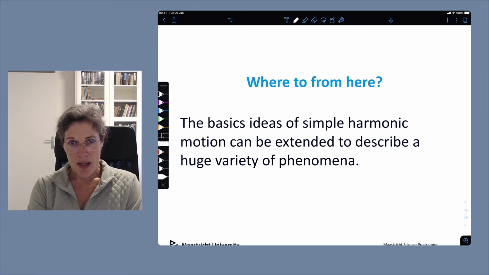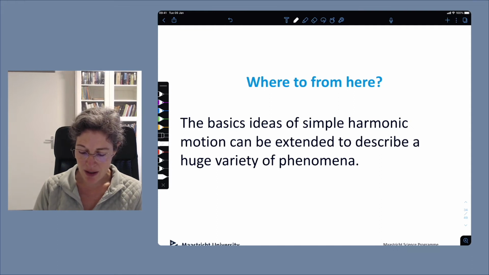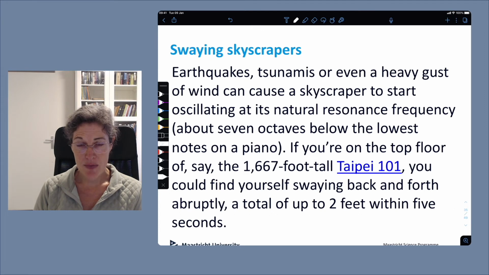So where do we go from here with simple harmonic motion? It still seems like a very simple thing, and you're probably not going to be trundling around to different planets trying to figure out the gravity. So what could we do with this? Well, it turns out that actually we can do a huge amount.